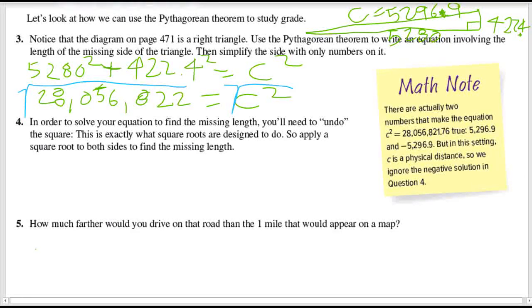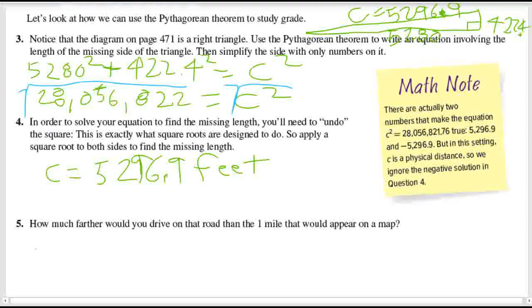Question 4. I'm sorry, I've already done question 4. So question 4, we take the square root of both sides. So find the missing length. So question 4 is c equals 5,296.9 feet.